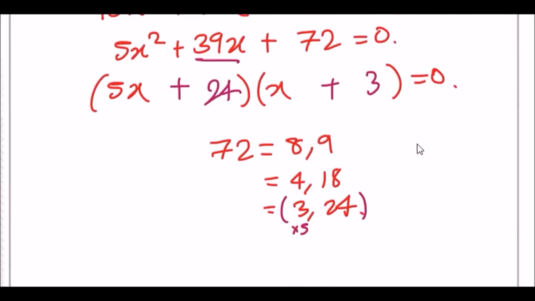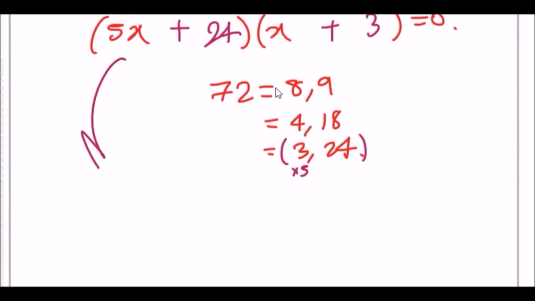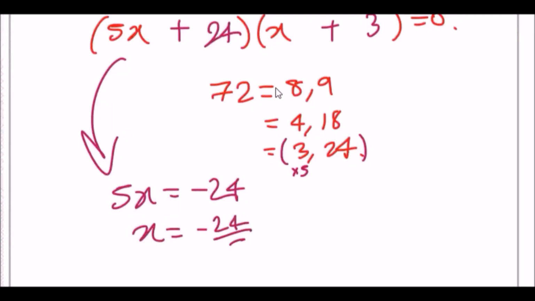Yeah. So anyway, getting back to the work. So therefore, this means x is minus 3, and 5x is minus 24, which means x is minus 24 over 5. And of course, x is minus 3.